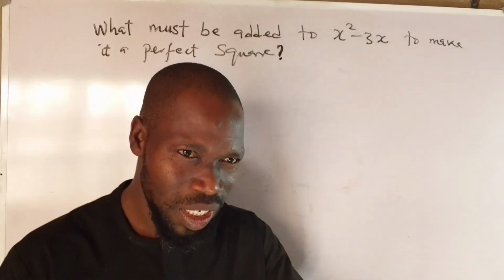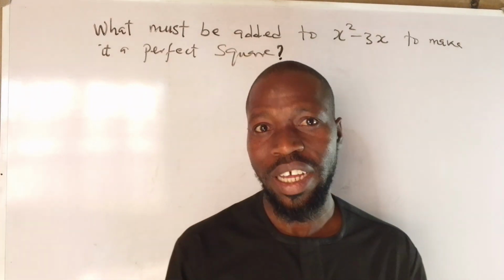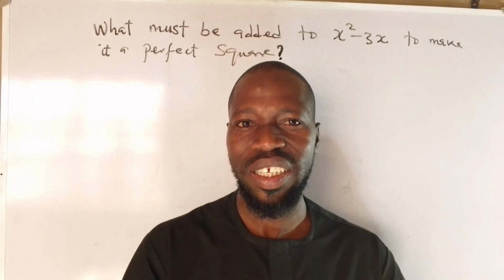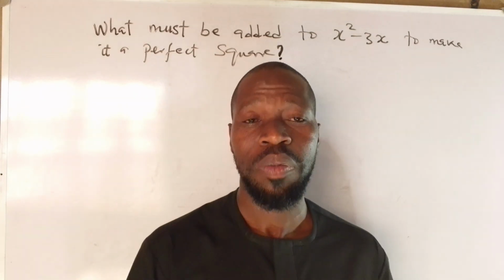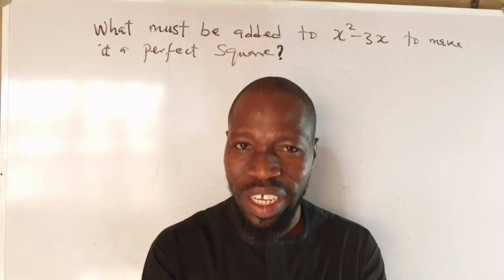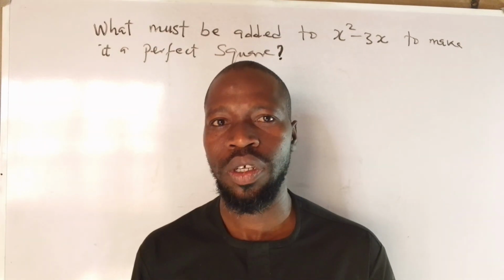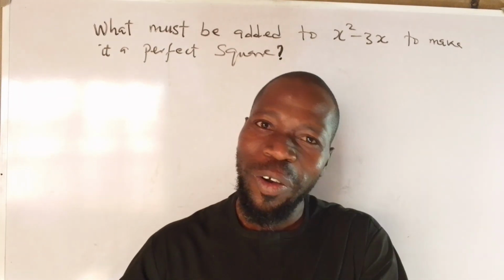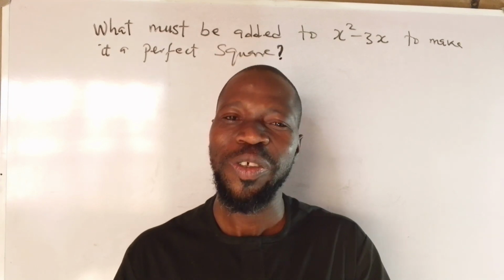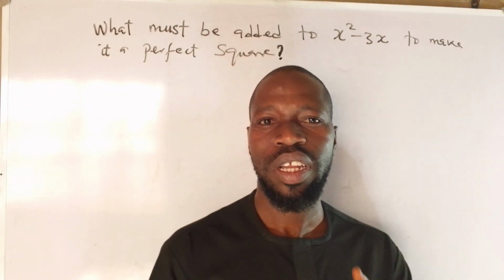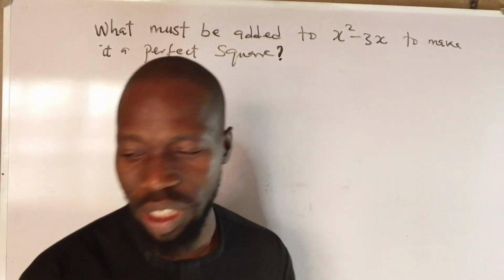Now, if you pay attention to this class, you will also understand how to solve quadratic equation using the completing the square method, because this is one of the tricky points when you are solving quadratic equation using completing the square method. You want to make the other side a perfect square so that you'll be able to do square root and be able to solve it downward. Now, we're going straight into that.